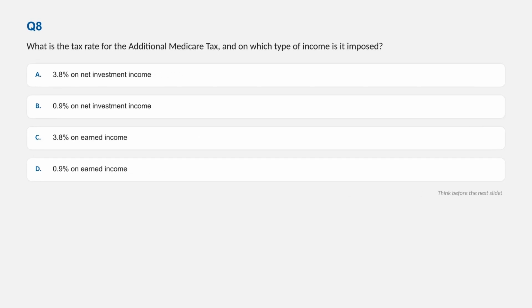What is the tax rate for the additional Medicare tax and on which type of income is it imposed? A. 3.8% on net investment income. B. 0.9% on net investment income. C. 3.8% on earned income. D. 0.9% on earned income.